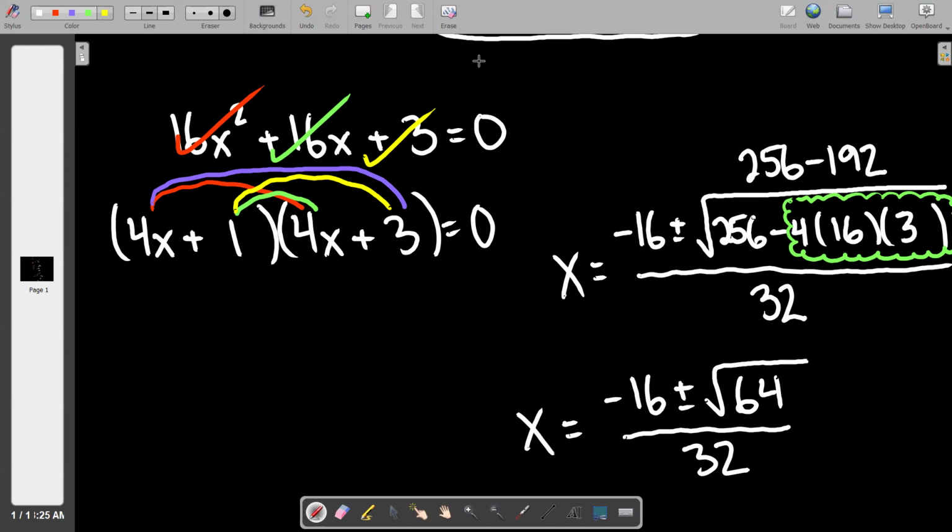The point I'm trying to make is that out in the wild, going into it, we wouldn't know if it was factorable or not. So by the time we get into the quadratic formula, we hit a certain point where we realize it's probably going to be quicker just to finish the formula than to go back and try to figure out the factors.